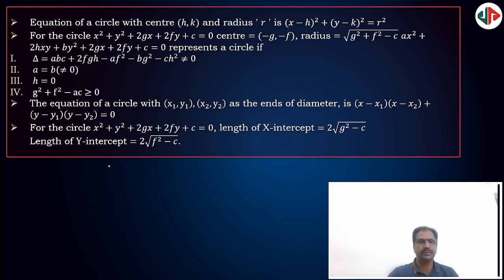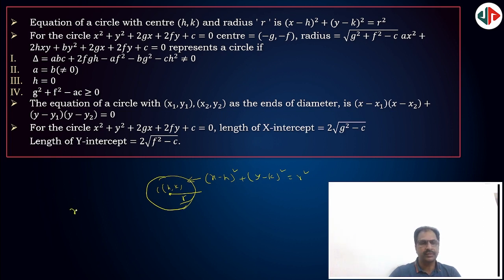Synopsis on circles. The equation of a circle with center at (h, k) and radius r is (x minus h) whole square plus (y minus k) whole square is equal to r square. So whenever center and radius are given, this is the formula for finding the equation of a circle.